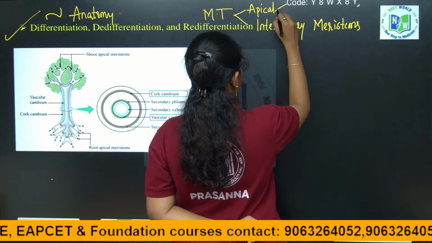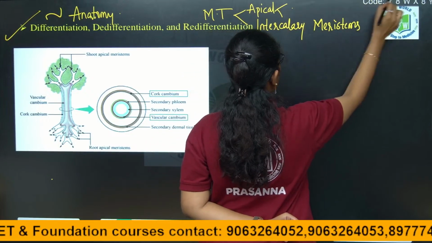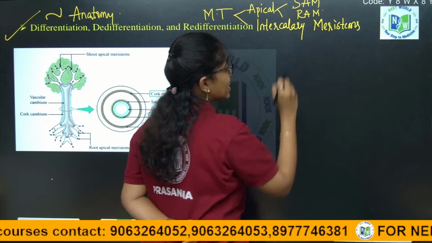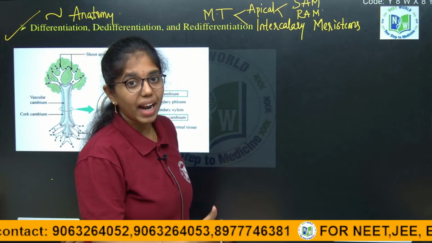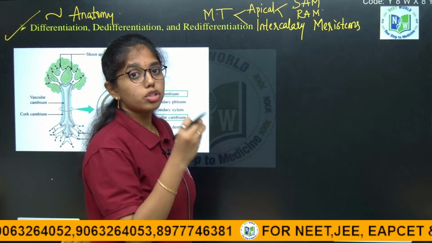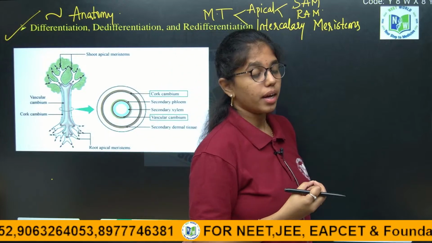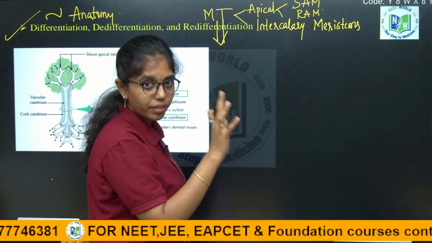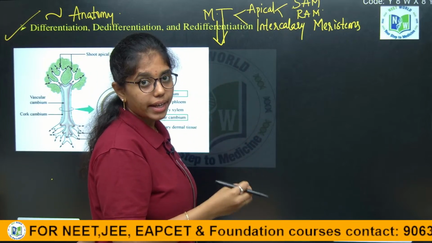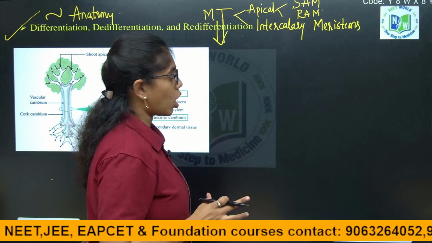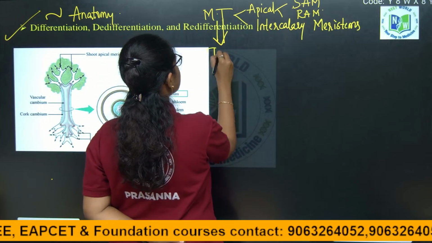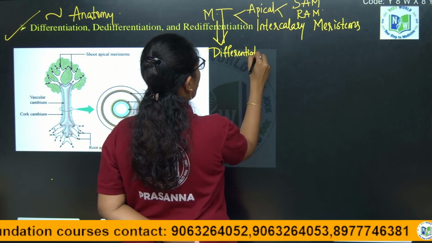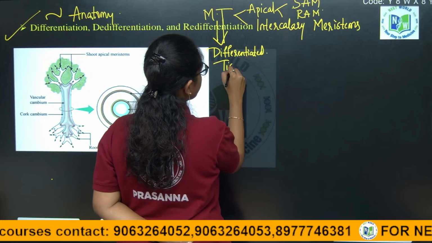Apical meristems are of two types. What are they? Shoot apical meristem and root apical meristem. These meristems will form the primary plant body where a few cells or tissues are differentiated. Those differentiated cells have lost the capacity of division, and they have attained structural and functional maturity. So, what are those cells called? Differentiated cells. Differentiated cells form differentiated tissues.